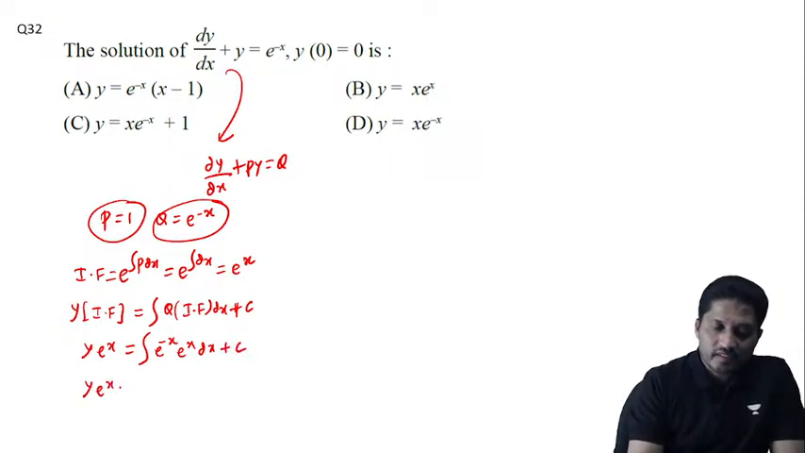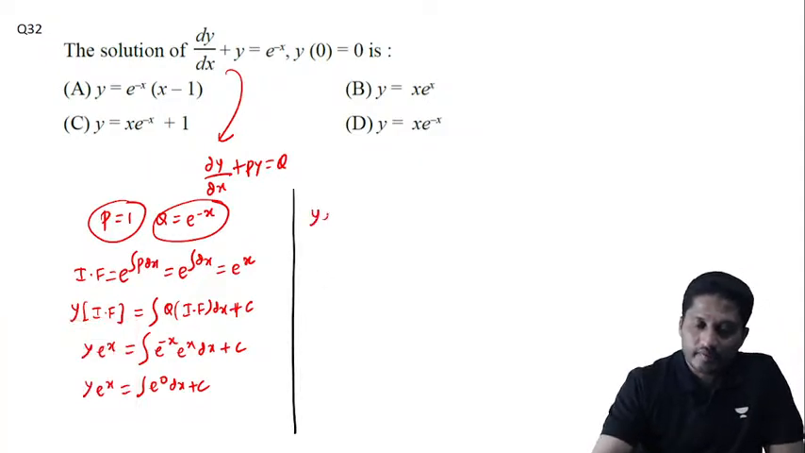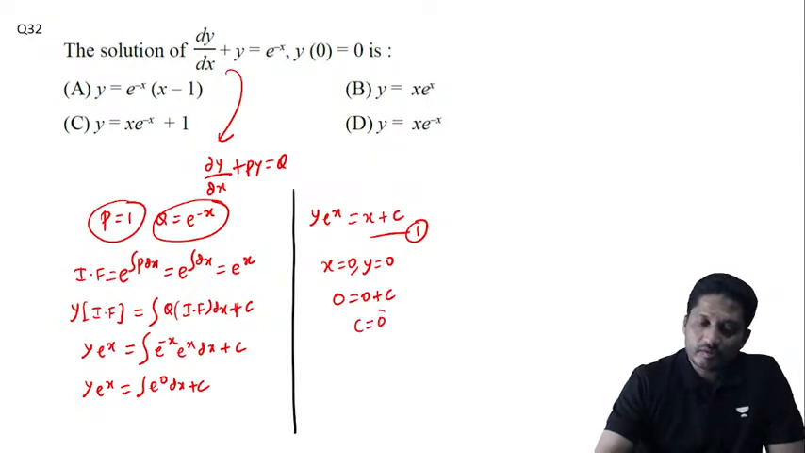Y into e power x is equal to, you get e power 0 dx plus c. E power 0 is 1. You get y into e power x is equal to integration of dx, which is x plus c. Call this equation 1. Y of 0 is 0, that is when x is equal to 0, y is equal to 0. So 0 is equal to 0 plus c, so c is equal to 0. Substitute back in equation 1. You get y into e power x is equal to x.